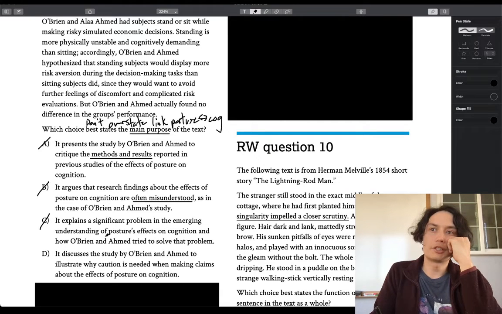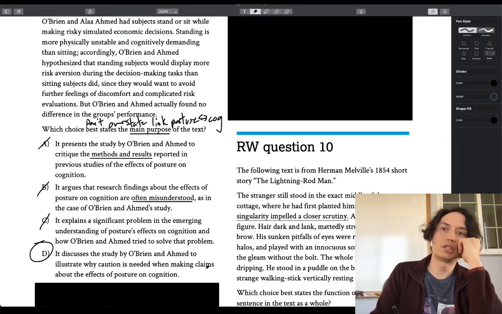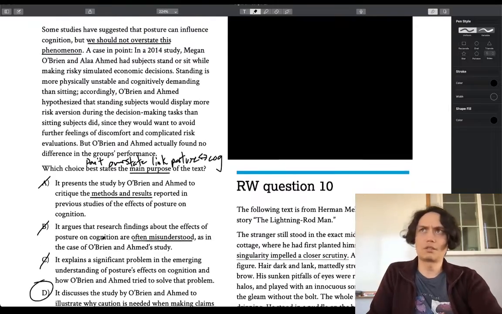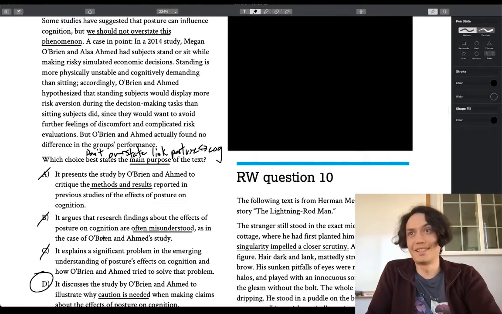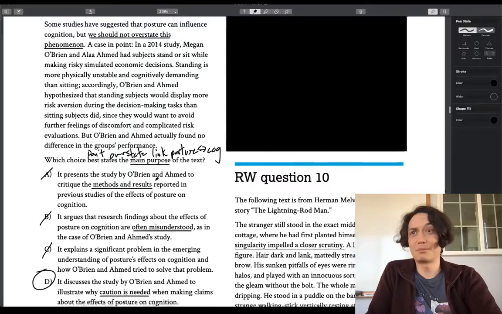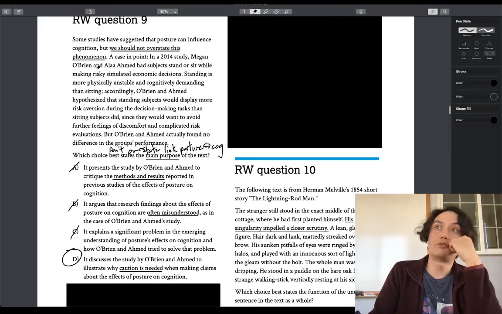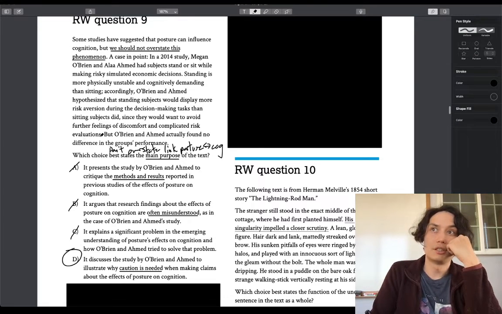All right, D better be right. It discusses the study by these two to illustrate why caution is needed. Oh, when making claims about the effect of posture on cognition, caution is needed. Don't overstate it. Right, so to get this question right, this is just a purpose question. Man, we should just give kids a bunch of LSAT practice, you know? These are LSAT questions. You need to read the stimulus with an eye toward what is the main point of the stimulus. You center in on that, and then the main purpose of the text is to make the main point of the stimulus. And then you pick that, you know?